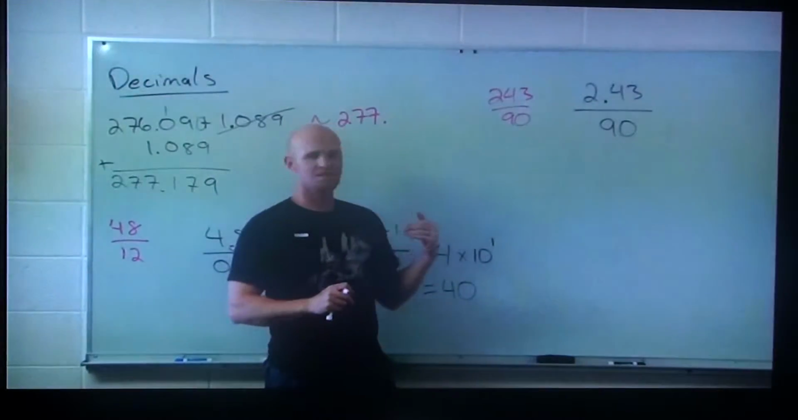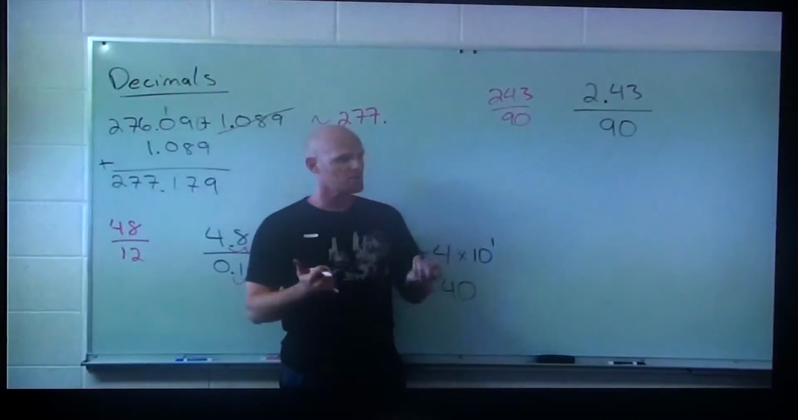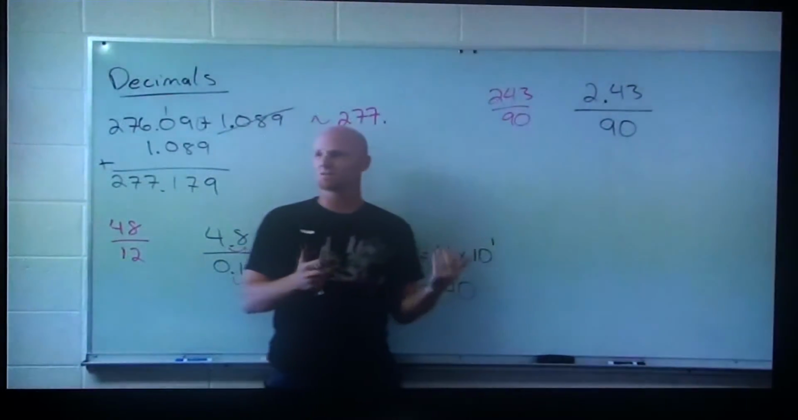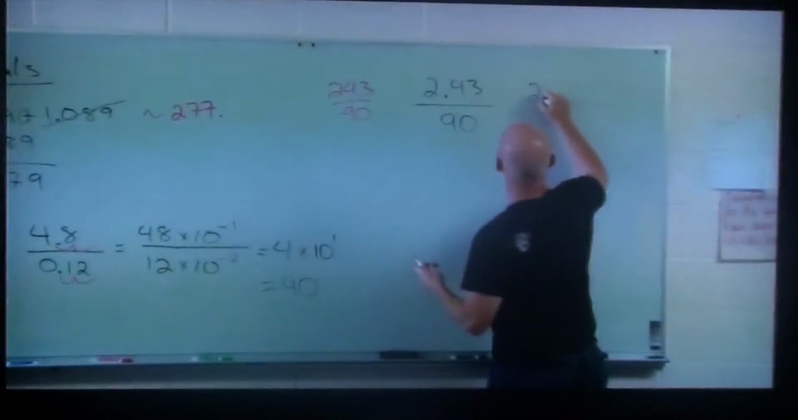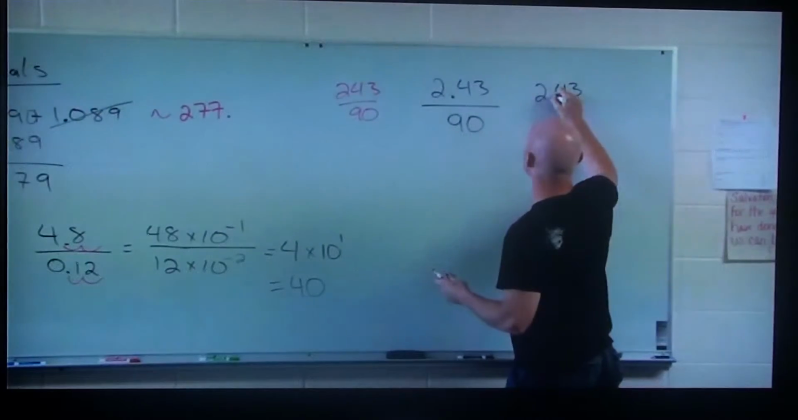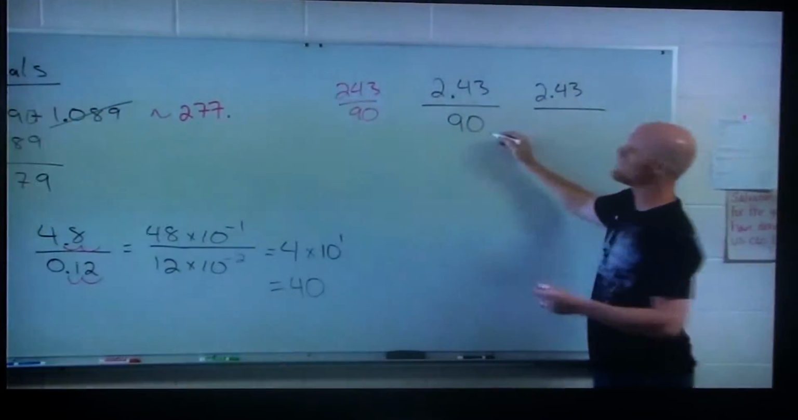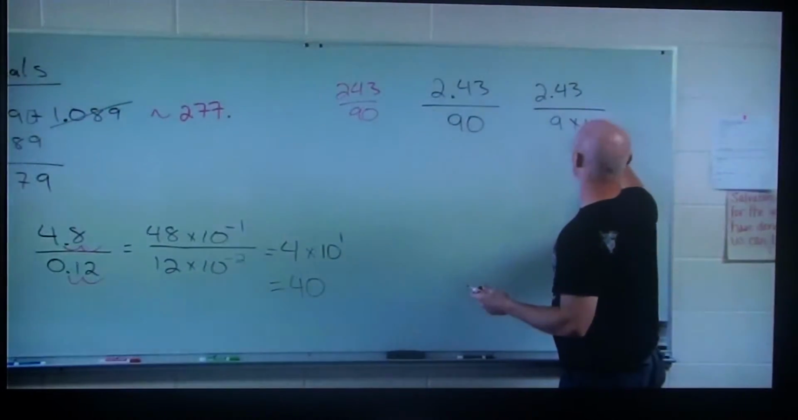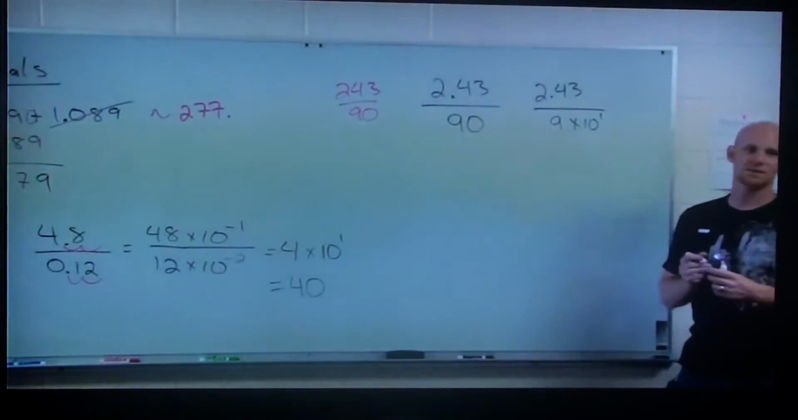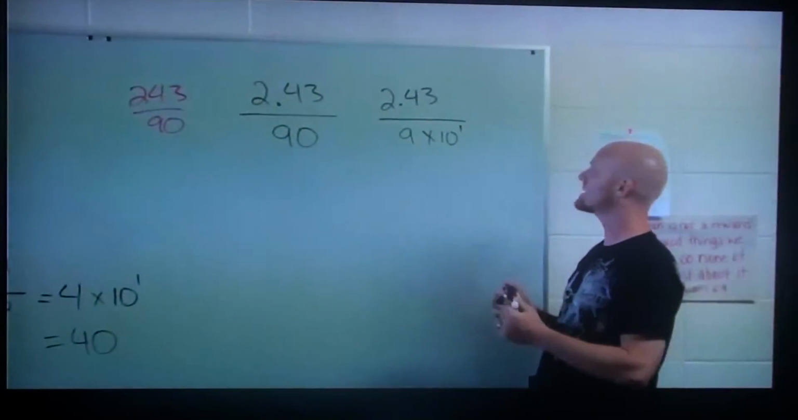So we can still turn this into scientific notation, which is probably the route we're going to go, but it's not going to be such a simple solution. We may have to do a little approximating over the course here. So 2.43, I can live with that. That's proper scientific notation. What about 90? 9 times 10 to the first is scientific notation. And so from here, I can kind of approximate.